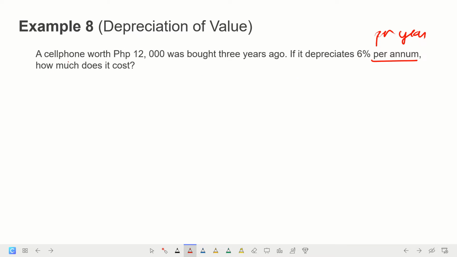Okay, so our equation is A is equal to the principal times 1 minus r raised to t divided by T. The given here, we know the present value of the phone. Right?